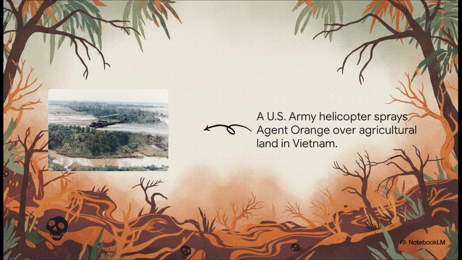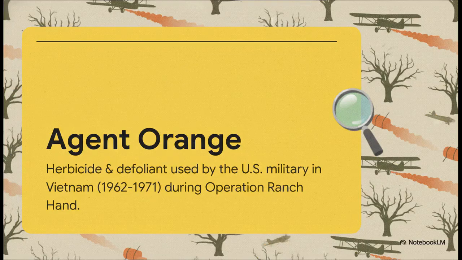This right here, this is the image so many of us have in our heads. A helicopter flying low over the jungles of Vietnam, letting out this fine mist. But that wasn't rain. It was a chemical designed to strip the earth completely bare, and it ended up leaving a scar so much deeper and so much longer lasting than anyone could have ever predicted. So what exactly was it?